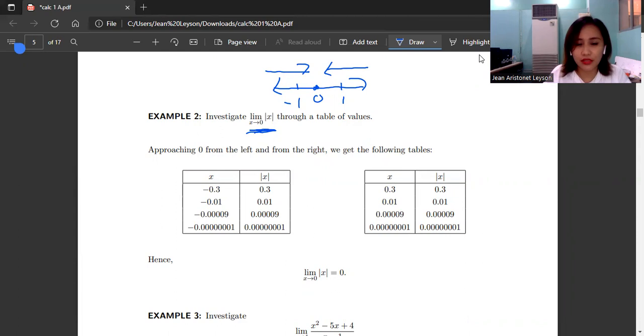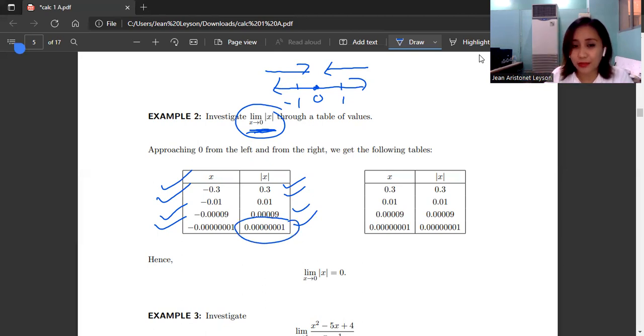So the values from the left, we can use negative 0.3, negative 0.1, negative 0.00009, negative 0.0000001, and substituting those values to our function. So we'll be getting the following answers. I hope you're familiar with the absolute value function. Let's say the absolute value of 3, that's 3. The absolute value of negative 3 is still 3. So if you get the absolute value of a certain number, the answer will be the positive value.